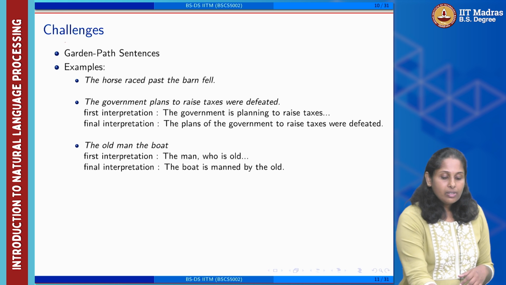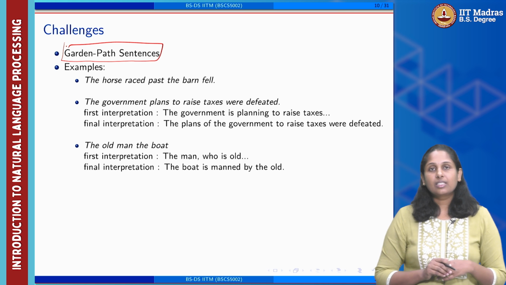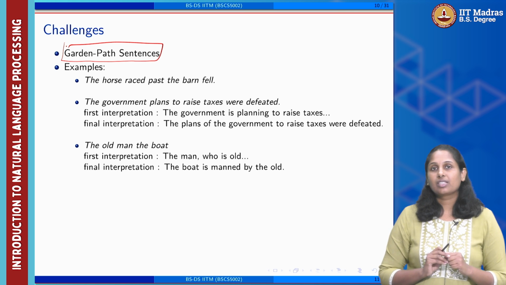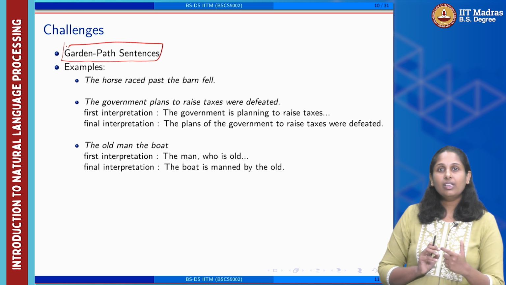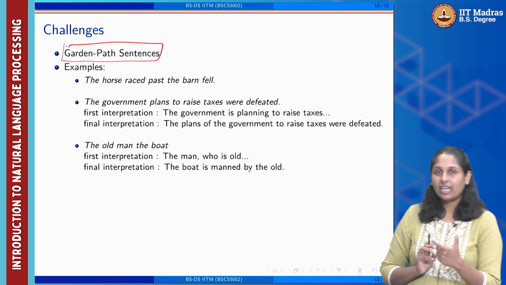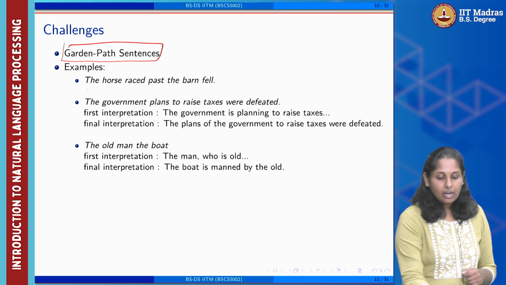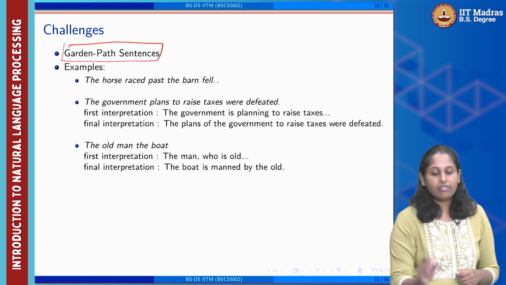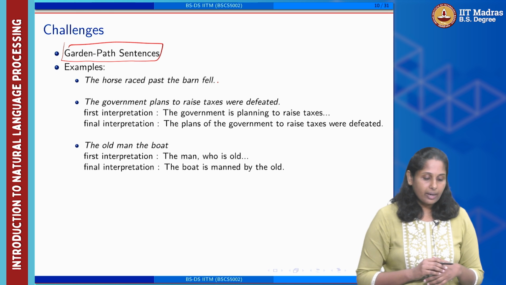And I will talk about garden path sentences here. Garden path sentences are a type of sentence where you will not get the exact meaning of a given sentence while you start reading it. For example, the horse raced past the barn fell. It's a quite celebrated example of a garden path sentence.